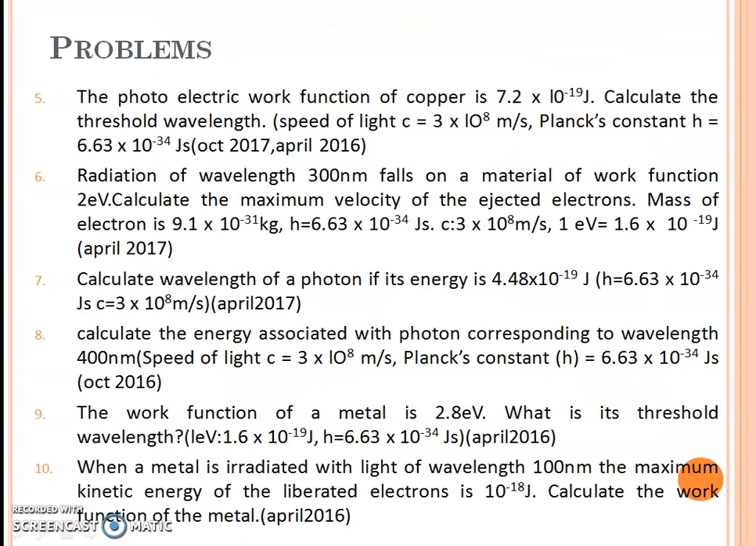Now let us discuss the next problem. Radiation of wavelength 300 nanometer falls on a material of work function 2 electron volt. Calculate the maximum velocity of the ejected electrons. It is given that the mass of electron is 9.1 into 10 raised to minus 31 kilogram, Planck's constant 6.63 into 10 raised to minus 34, velocity of light 3 into 10 raised to 8 meter per second. Also given 1 electron volt equal to 1.6 into 10 raised to minus 19 joule.